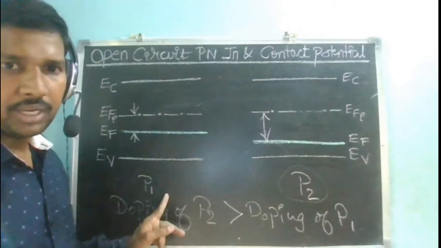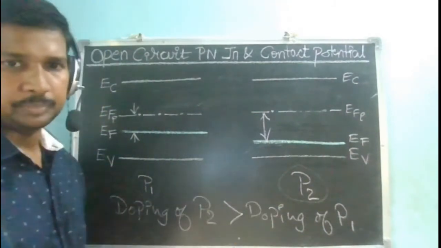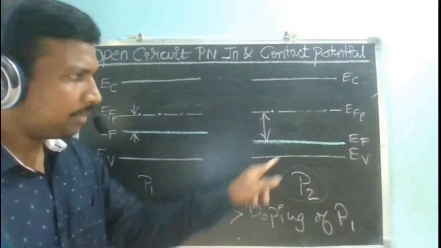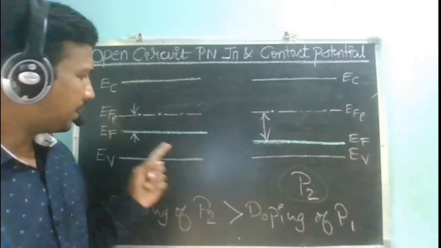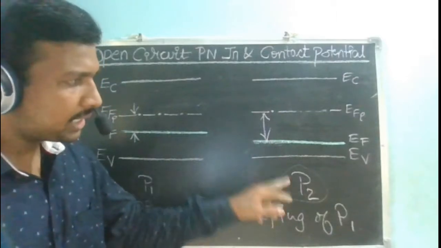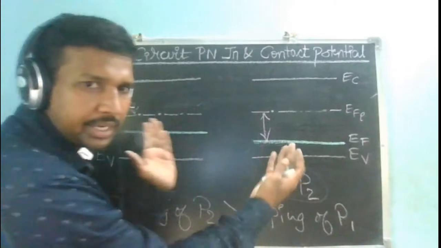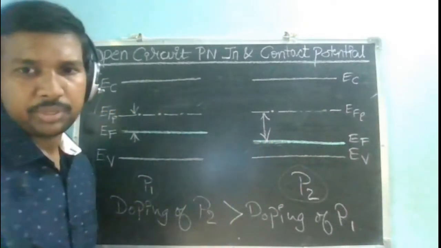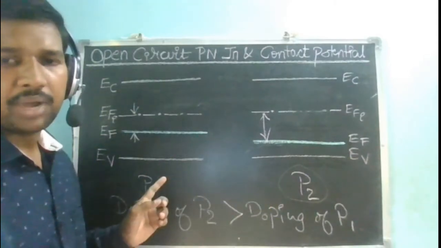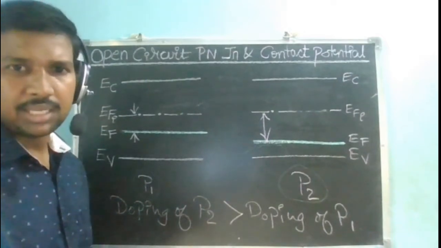If I consider P1 and P2, in which case are there more holes? P2. Why? Because my EF is very close to EV compared to EF in the case of P1. So more holes are there in P2, and fewer holes are there in P1. When I make a contact between P1 and P2, more holes are going to move from higher concentration to lower concentration. We all know that is a general phenomenon.